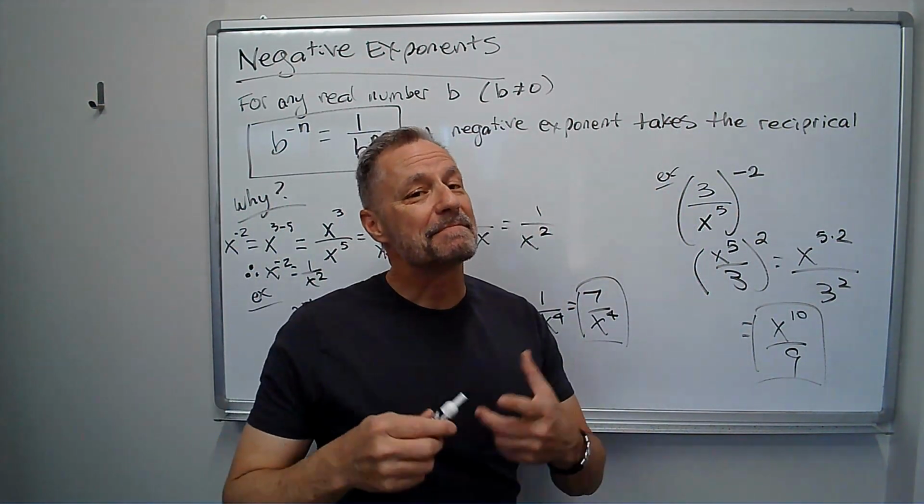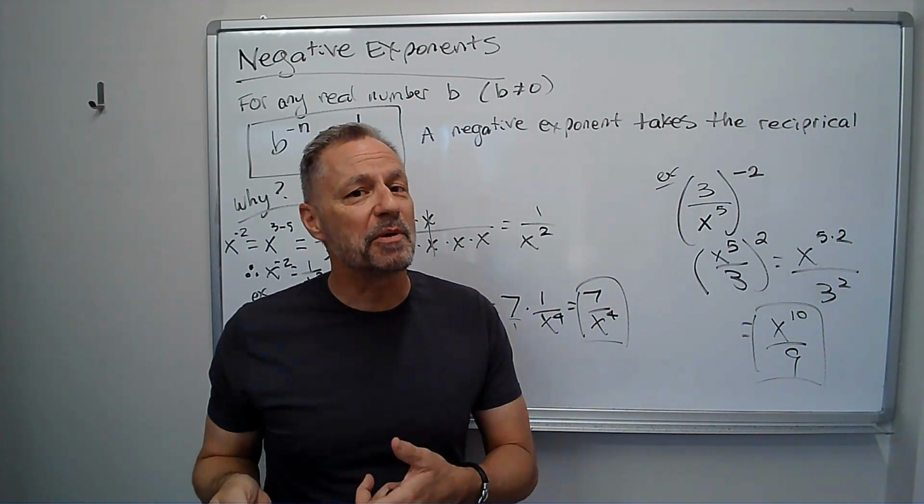And I'm done. But that's the idea. It's pretty simple. A negative exponent just takes the reciprocal.